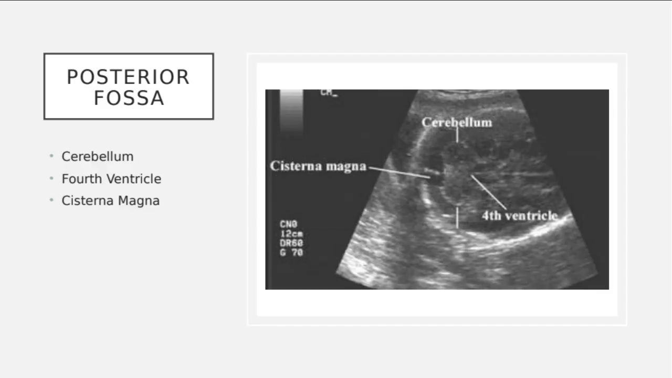Okay, moving towards the back of the baby's head here. The back of the baby's head is a very important region. This is known as our posterior fossa, and it is composed of 3 structures: our cerebellum, our fourth ventricle, and our cisterna magna. We also end up doing a nuchal fold measurement in the posterior fossa, but it's not necessarily considered its own structure.